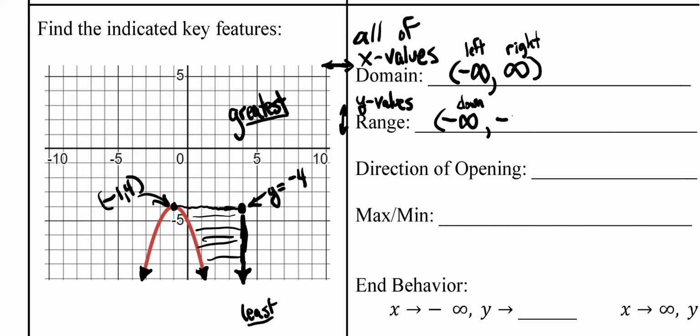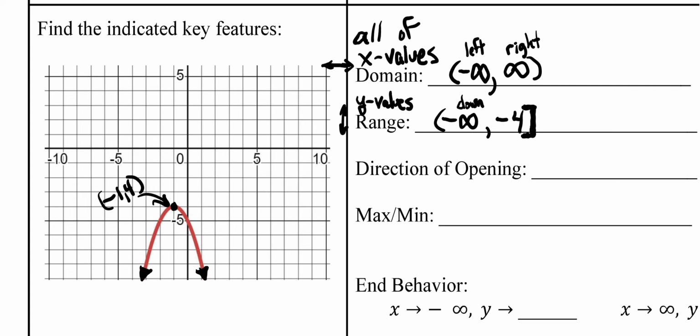And so here we would put a -4, and then we would put a bracket to show that it can be equal to that value. When you're in interval notation, you either have a parenthesis or a bracket. We use parentheses to show it cannot be equal, but approaches that value. But we use a bracket to show that it can be equal. All right.